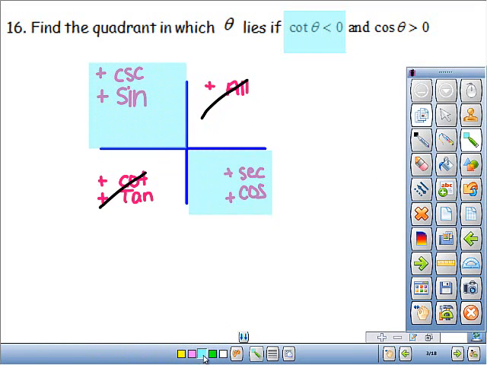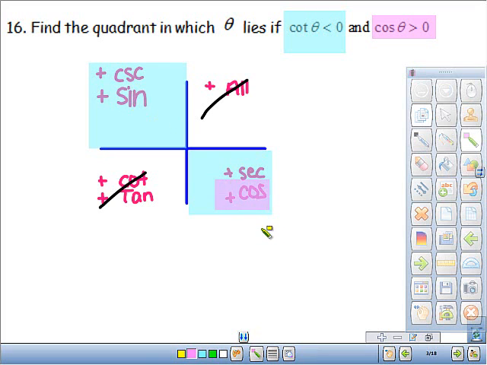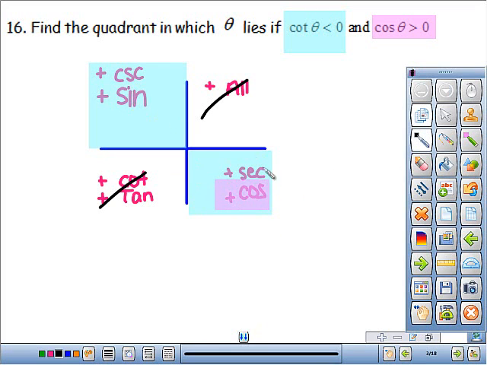Now we're also told cosine is greater than 0. So cosine is positive. Cosine is not positive here. Cosine is positive here. So quadrant 4 is where they overlap.